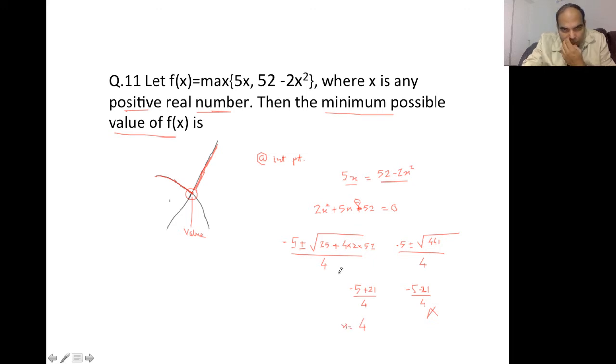And at x equals 4, if you use it on 5x, the value is 20. If you use it on 52 minus 2x square, also the value is 20. And hence the minimum possible value of fx is 20, and it happens at x equals 4. So that's the answer to this question.